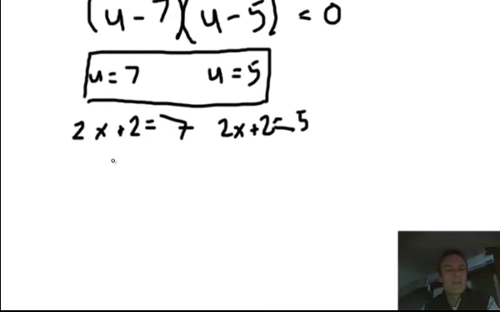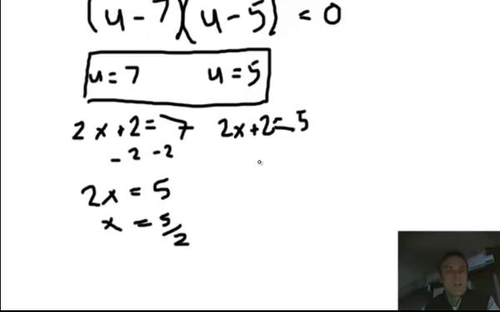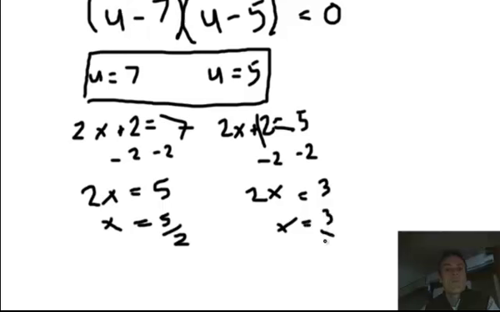Now you just do your basic algebra. Take away 2 from both sides. Okay? So 2x equals 5, so x must equal 5 over 2. For this one, again, still take away 2, but this one from a 5. So 2x equals 3. So x must equal, divide by 2, 3 over 2. And there you go. Those are the two answers.